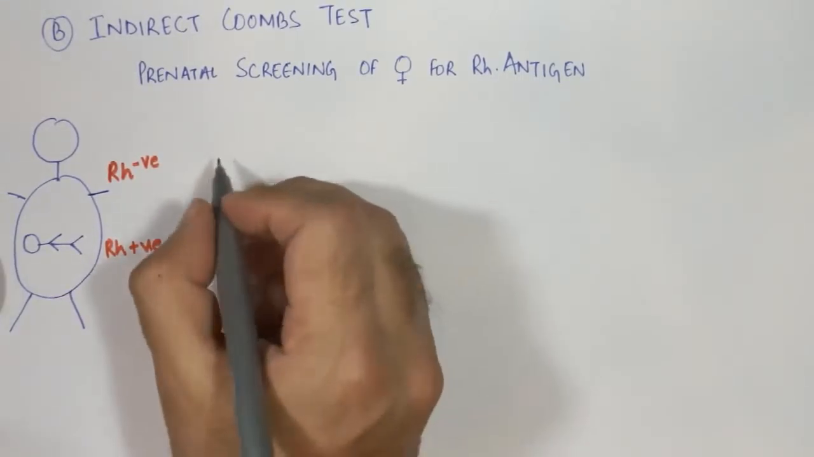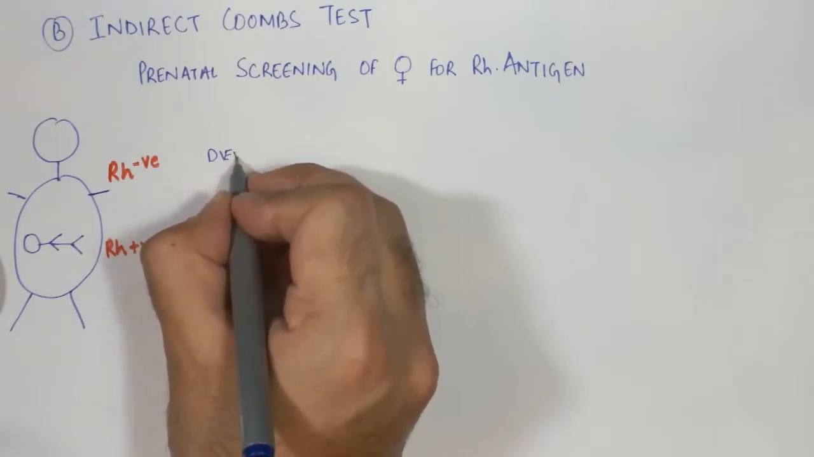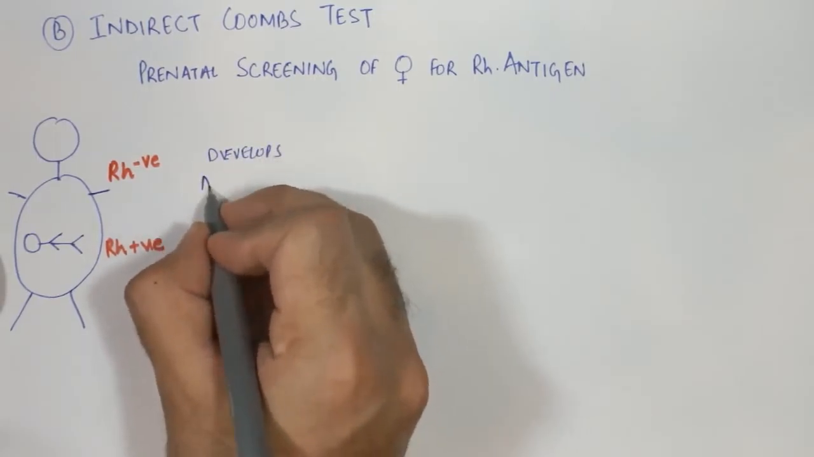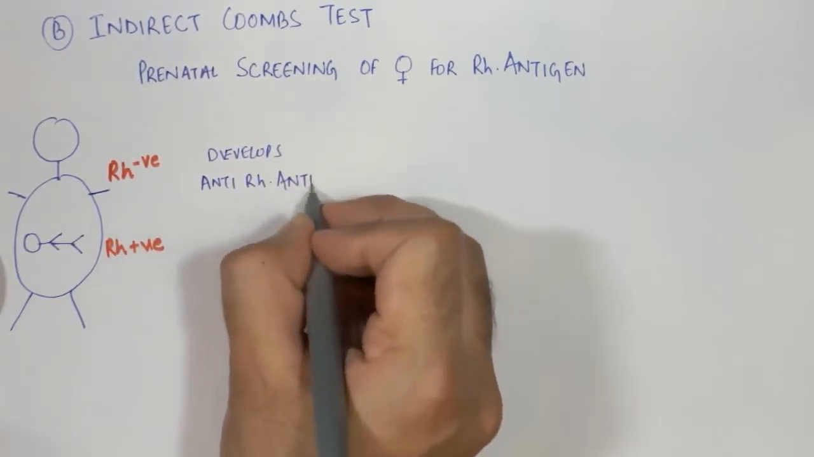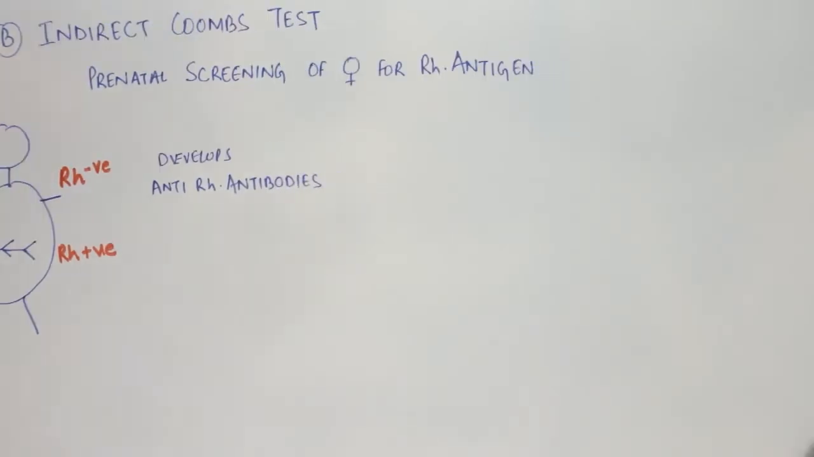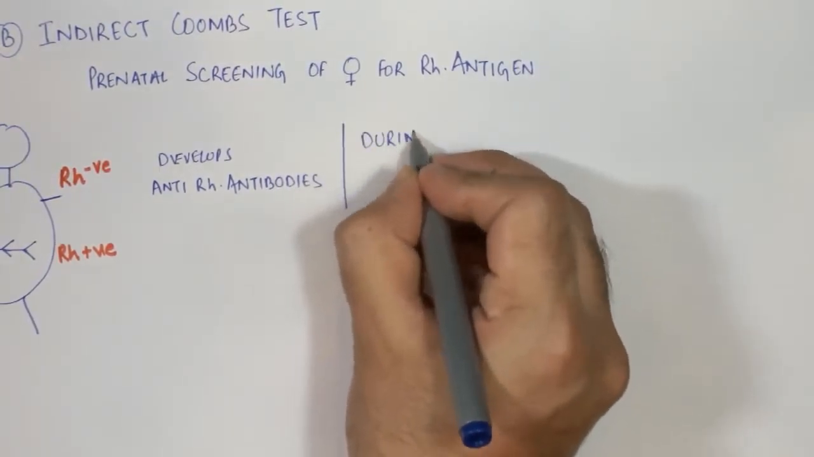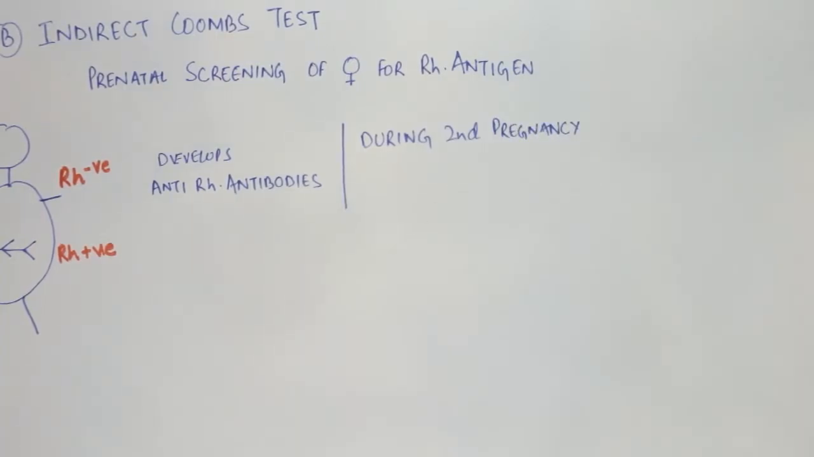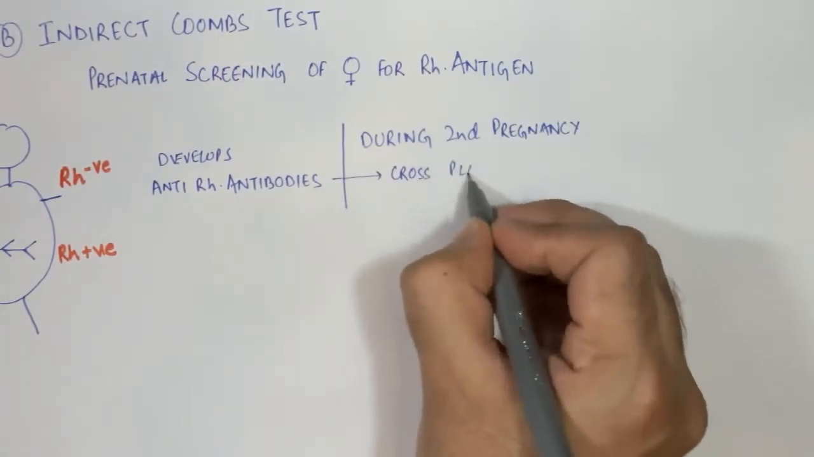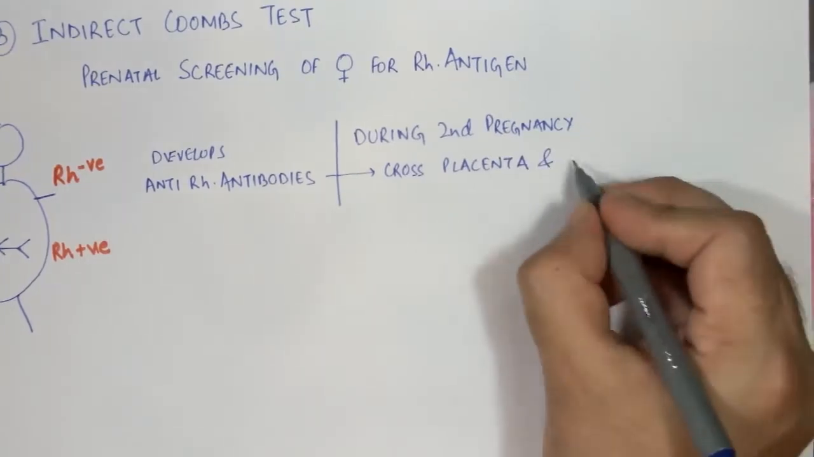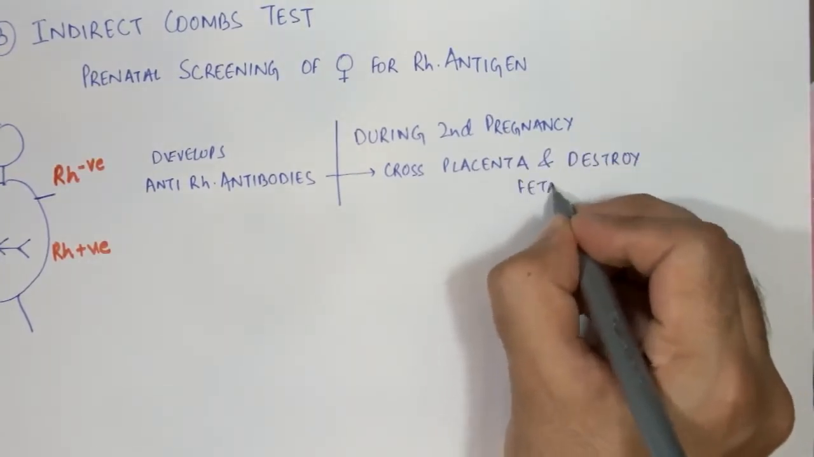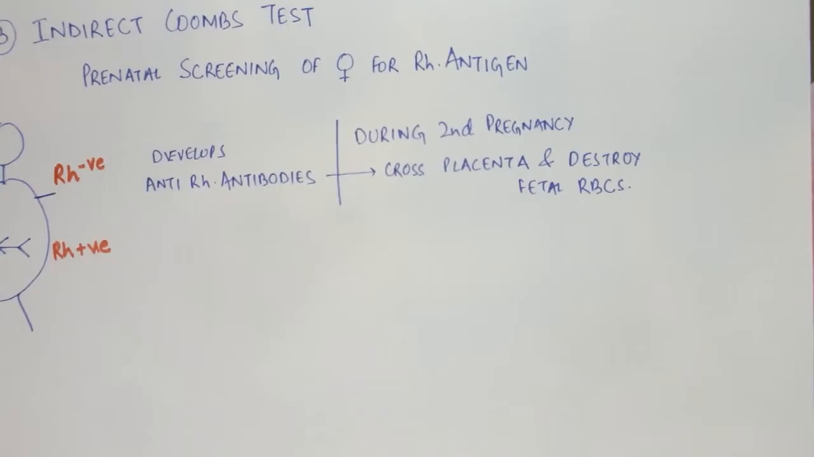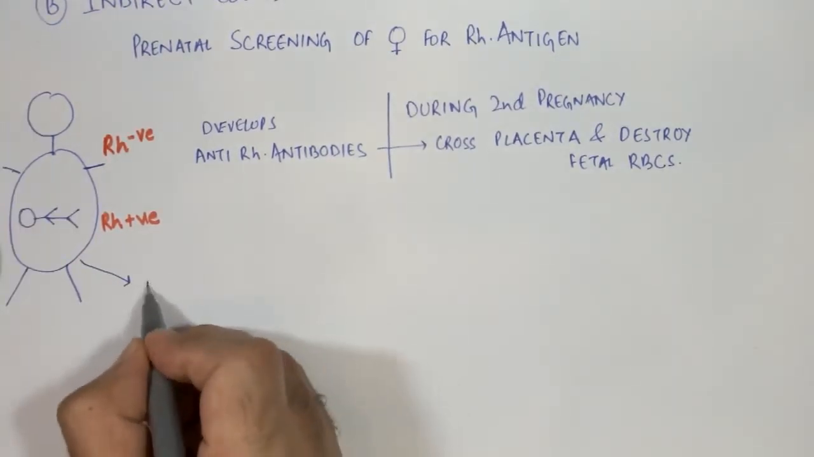So what happens is sometimes at the time of the parturition, the fetal blood comes in contact with the maternal blood, and the maternal blood develops anti-RH antibodies against those RBCs. And during the second pregnancy, if the fetus is again an RH positive human, these antibodies cross the placenta and destroy those fetal RBCs. So it is very important to detect those antibodies.